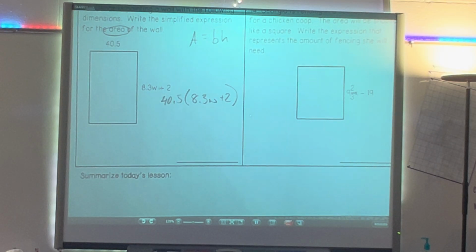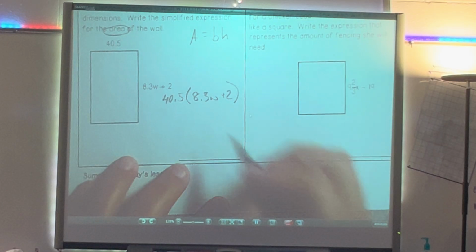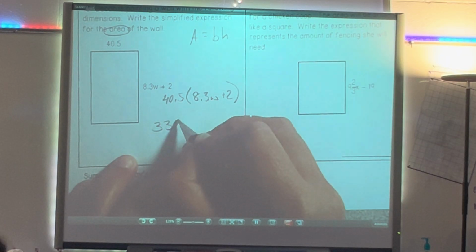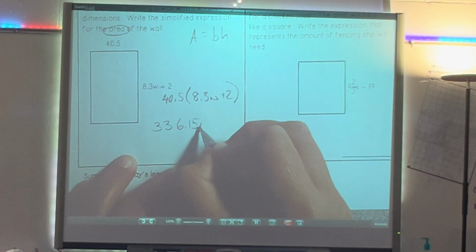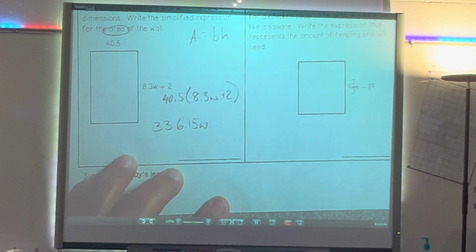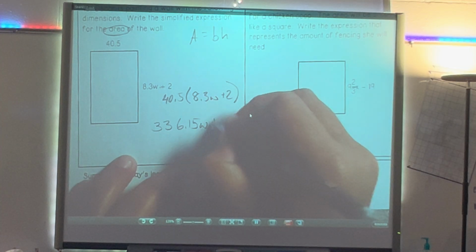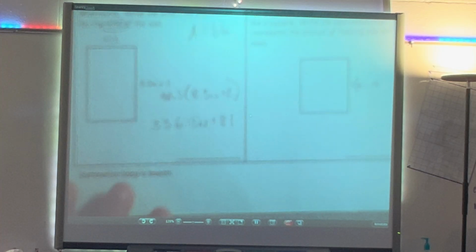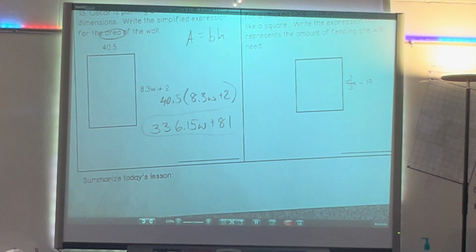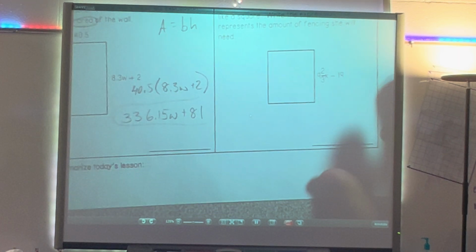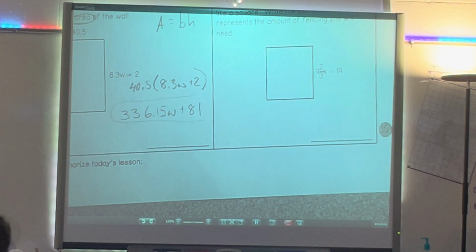Okay, so when I multiply 40.5 times 8.3, I'm going to get 336.15W. And then 40.5 times 2, well, 40 times 2 is 80, and 0.5 times 2 would be 1, so plus 81. And they didn't give us any measurements, so that's it. Everybody okay there? Alright, this one, Georgia is fencing in a section of her yard for a chicken coop.